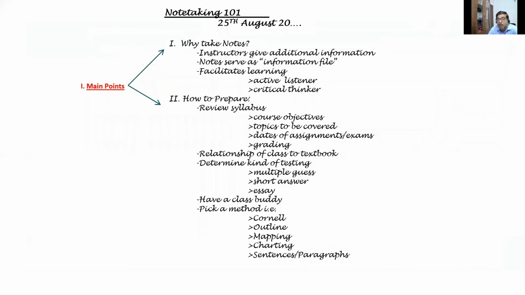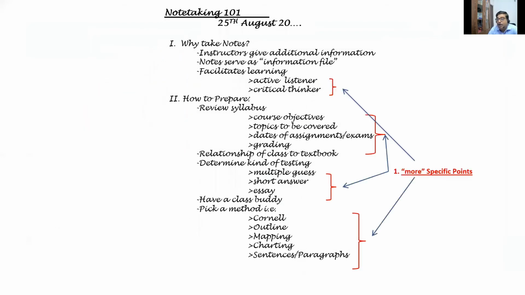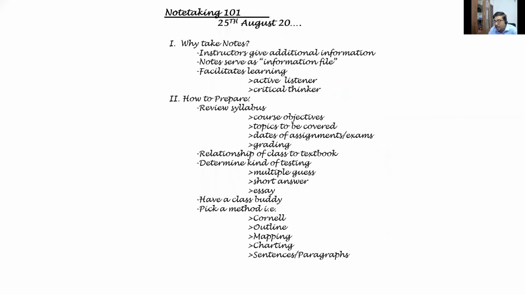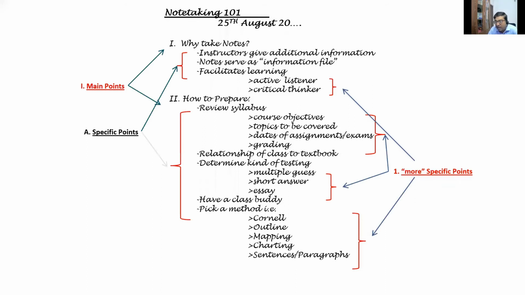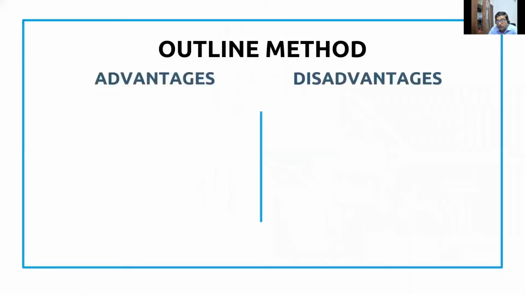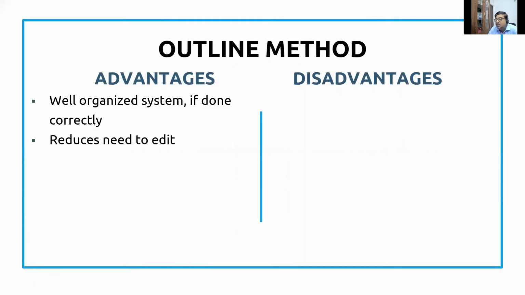So main points, specific points, and more specific points. This can be highlighted by key points or highlight markers. You can develop your own pattern. The advantage is that it is a well-organized system. If done correctly, it reduces the time needed to edit, as in your Cornell system. Easy to turn main points into questions.